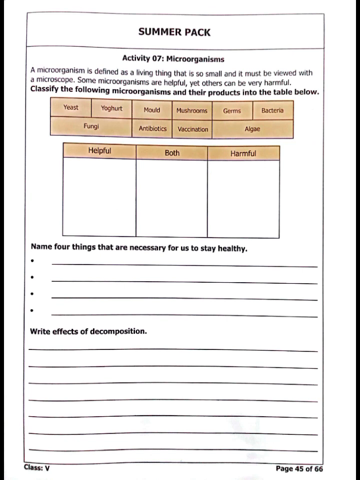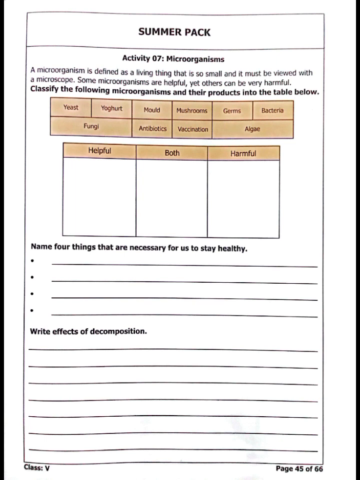In activity 7, classify the following microorganisms and their products into the table below. Here are some microorganisms. You have to write which organism is helpful to you and which is harmful, or some microorganisms are helpful and harmful both. You have to separate all the microorganisms. Next question is name four things that are necessary for us to stay healthy. You have to write four steps which are used to stay healthy. This question is written in your textbook in the exercise.